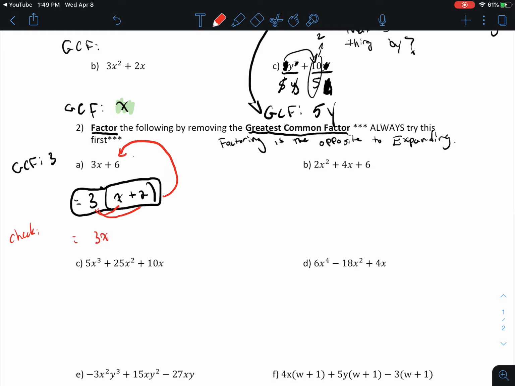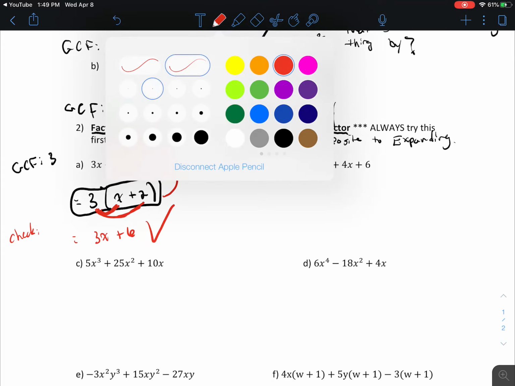Well, let's check. 3 times x is 3x. That's from this distribution bracket, or rainbow. And then 3 times 2 is positive 6. So then I'm good, because I got the original back. So that's good. So let's check the second one now.